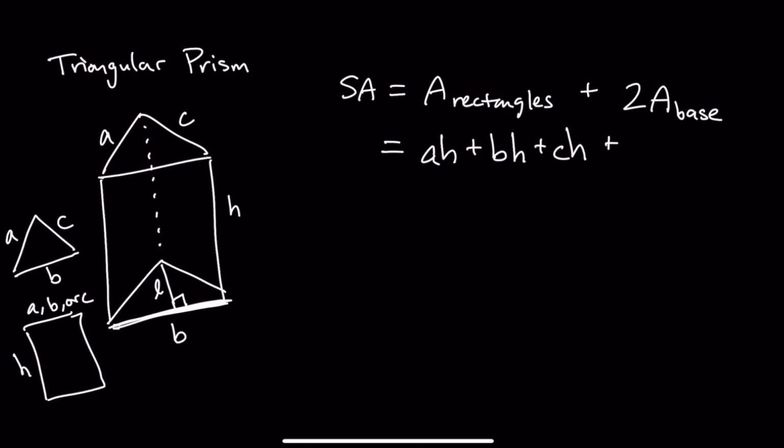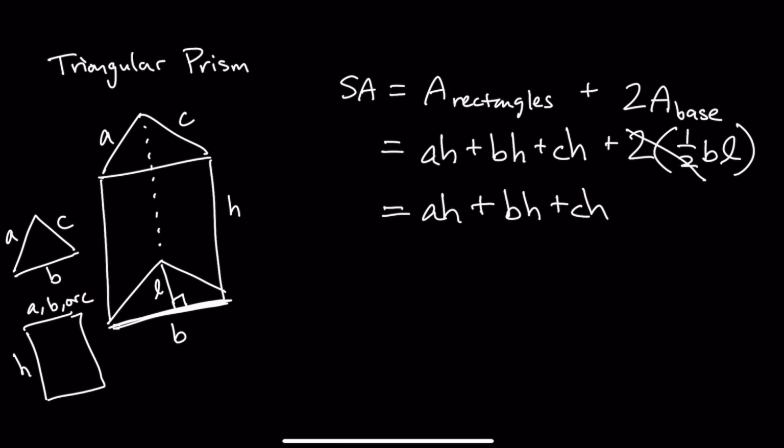And then the areas of the bases are 1/2 times the base times the height of the triangle, which we called L. And then these 2's cancel out, so we can simplify it to say AH plus BH plus CH plus BL. The volume of a triangular prism is 1/2 times BLH.